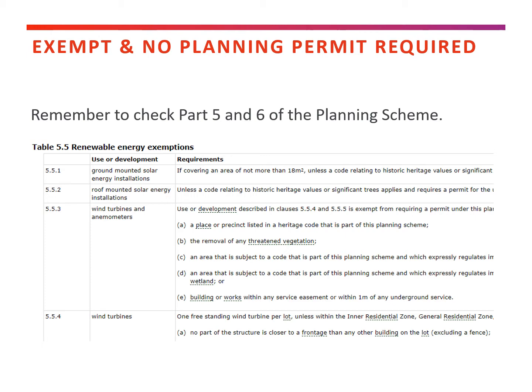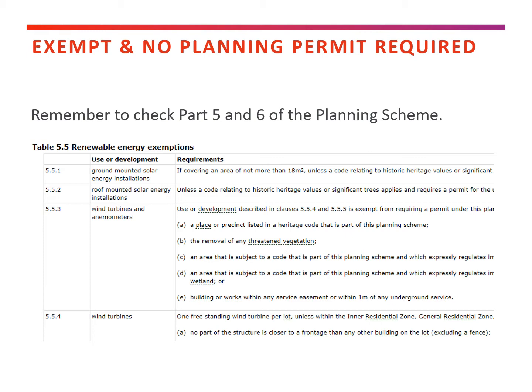This particular screenshot is out of the administration, so part B, part 5 of the Hobart Interim Planning Scheme, and you can see that if you scroll down, you'll get to table 5.5, and you'll see that there's a bunch of renewable energy exemptions. 5.5.1, ground mounted solar energy is exempt so long as it's not more than 80 meters squared, it's not relating to historic heritage values, etc. So you can see roof mounted solar, wind turbines.